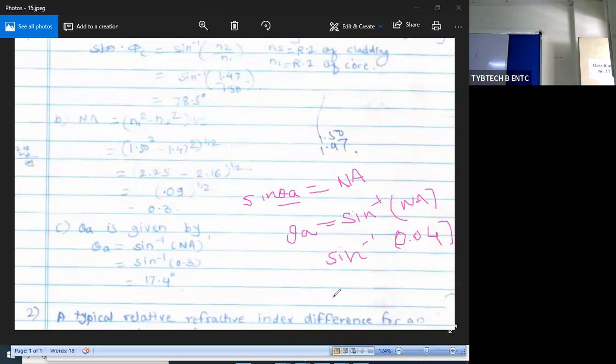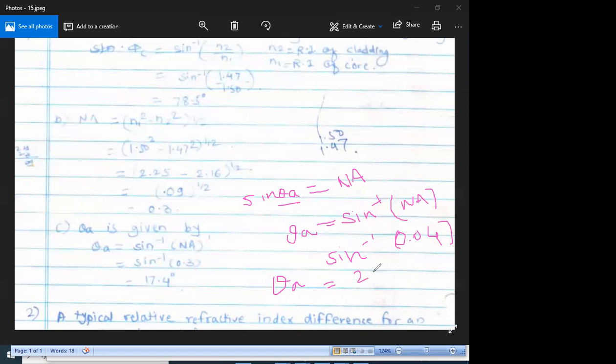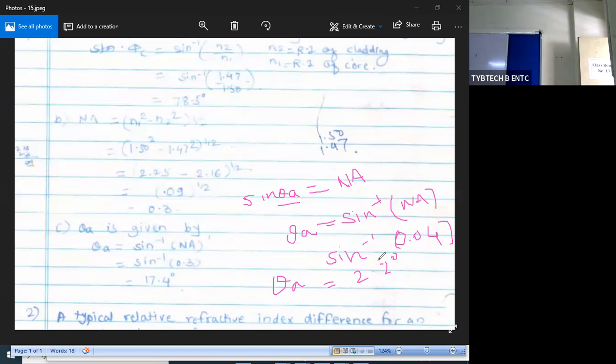Sin inverse of 0.04. Acceptance angle, tell me the value. 2.29... 2.2... 2.2 degree. Okay.